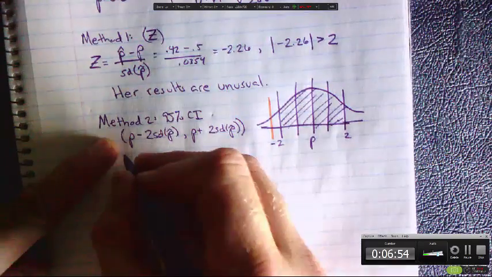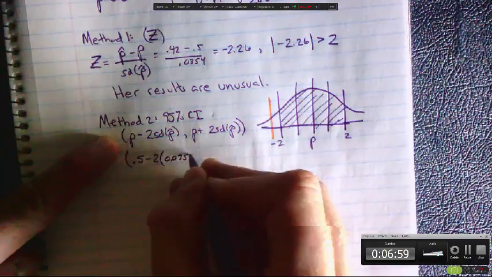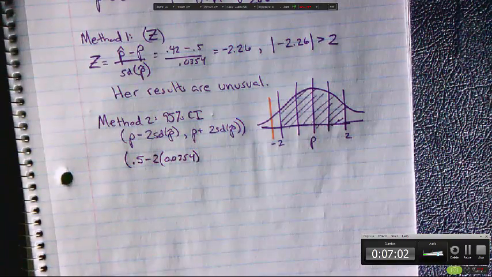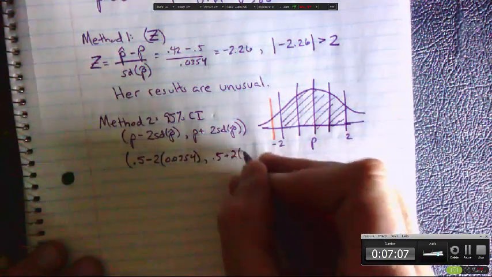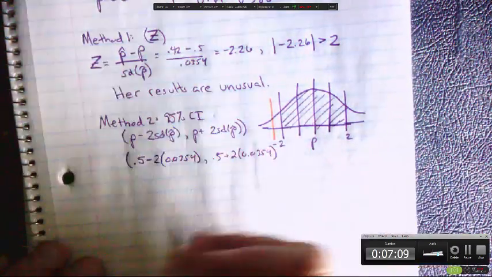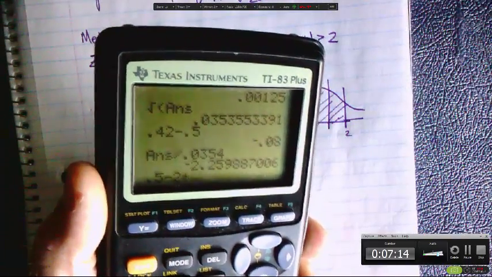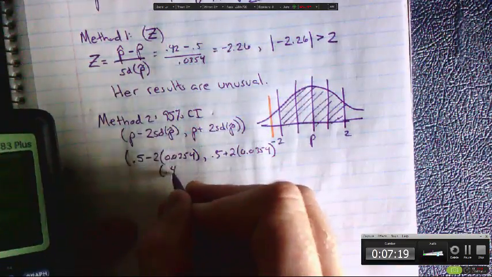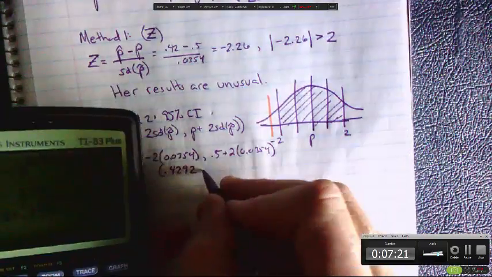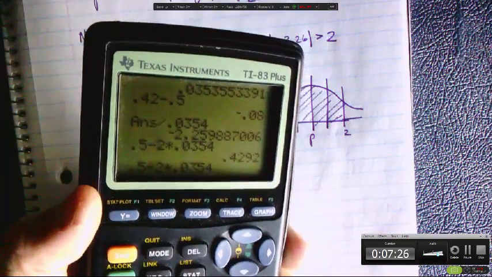But actually calculating this, we take what should happen and we minus 2 standard deviations. And remember, your standard deviation changes based on your sample size. And we take what should happen and we add 2 standard deviations. So we do 0.5 minus 2 times 0.0354. We get 0.4292. And then we repeat that same command, but we change this to a plus. And we get 0.5708.